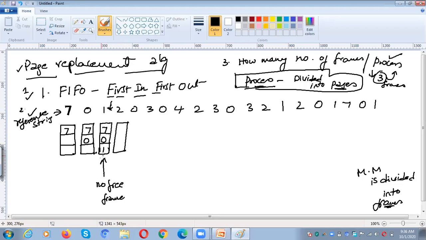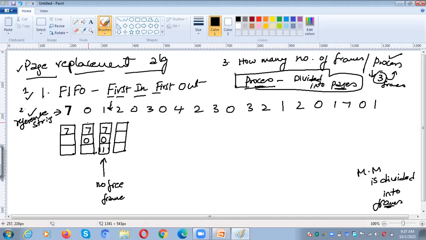Now which page do we need to replace? We need to replace the page which came into the main memory first. What it indicates? First in, first out. That means the frame which came into the main memory frame first will be removed from the main memory first. That is called first in, first out. The page which enters into the main memory frame first will be removed first. So in 7, 0, 1, 7 is the oldest. Why? Because it came long back.